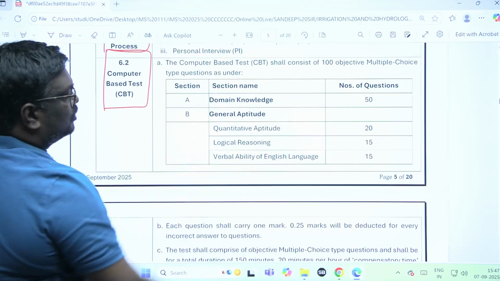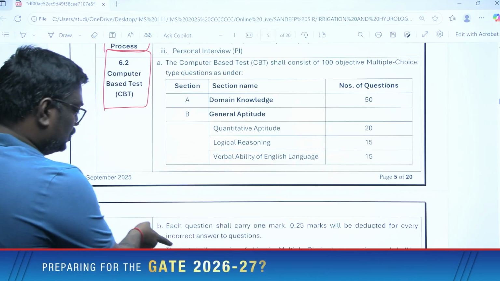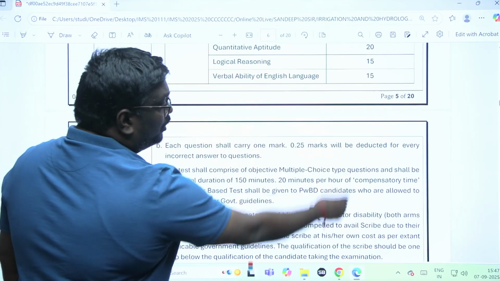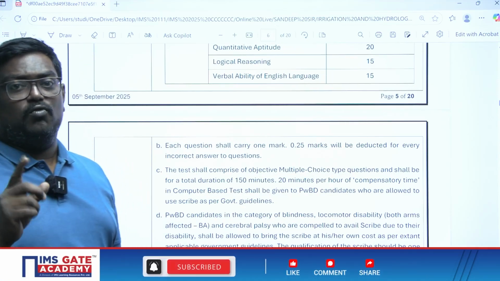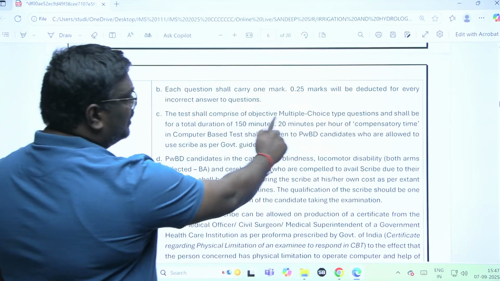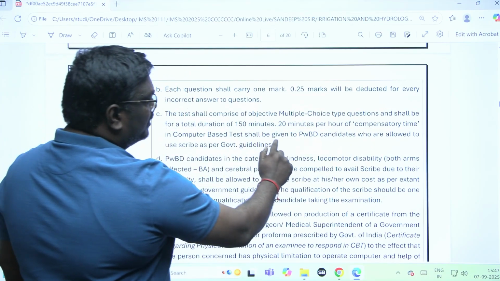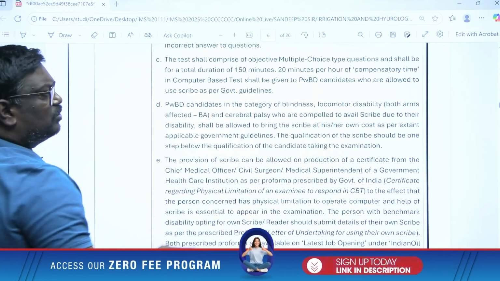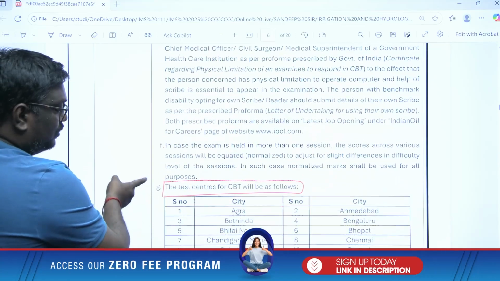Now, my dear students, in domain knowledge we will have 50 questions, and then general aptitude, and this is how the questions are distributed. Most important, each question carries 1 mark, and 0.25 will be deducted for every incorrect answer. So there is a negative marking of 1/4. And the test will be conducted as objective multiple-choice for a total duration of 150 minutes, and 20 minutes per hour of compensatory time on the computer will be given to the reserved candidates. This is a very important thing which I would like to tell you.